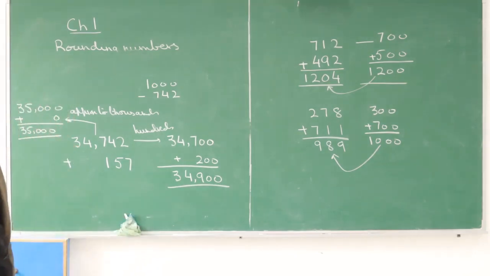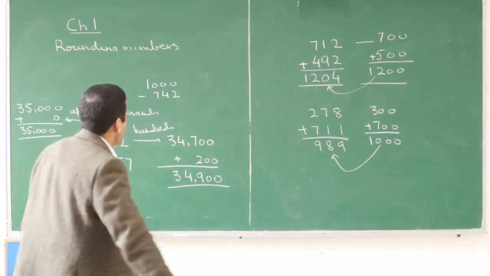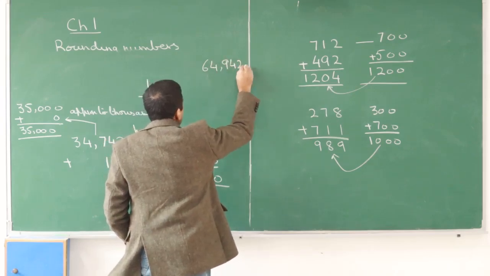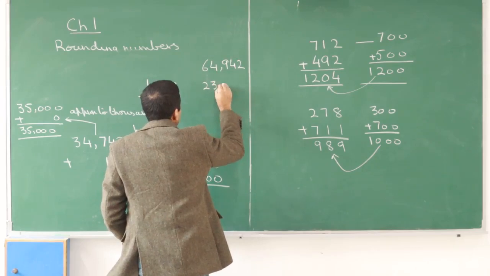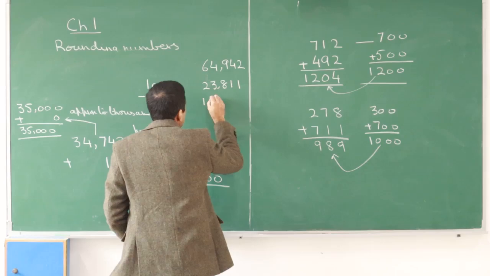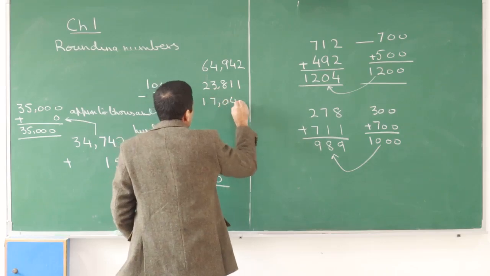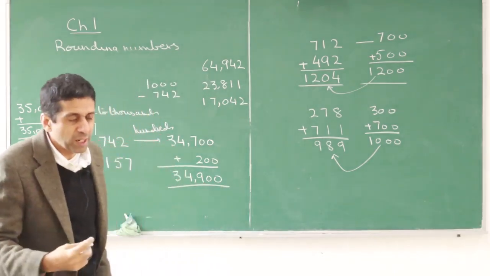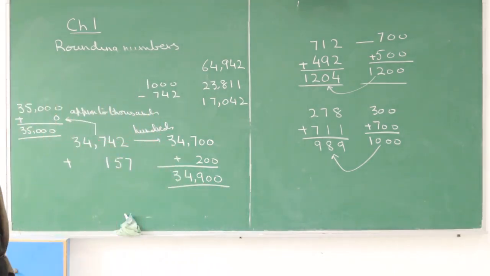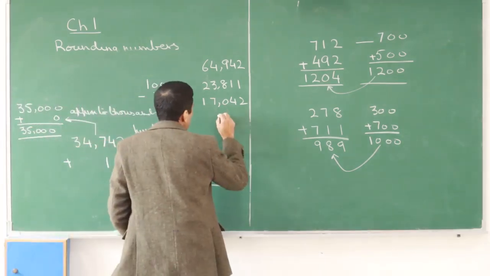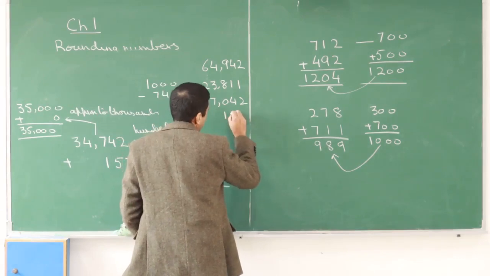So I have to buy something for 64,942 and something else for 23,811 and another thing for 17,042. To what should I approximate? I want to get an approximate. I just want to get a sense. Should I approximate to the hundreds? And I have to buy a bottle of Coke too, which is going to cost me 120 rupees.